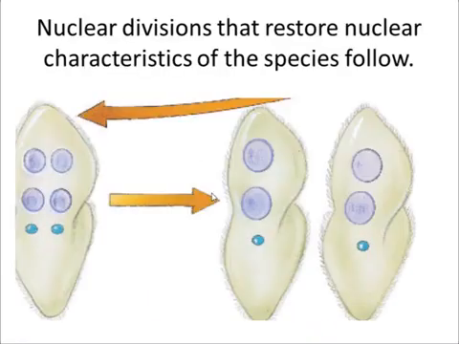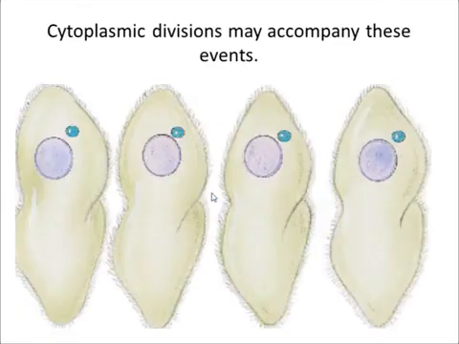After the fusion of pronuclei and the mutual exchange of the pronuclei, the conjugants separate, and then the nuclear divisions that restore the nuclear characteristics of the species follow, and after the nuclear division, the cytoplasmic division takes place, which will accompany these events, and then the micronucleus and the macronucleus go into each individual, and here we can see there are 4 individuals as a result of this division.